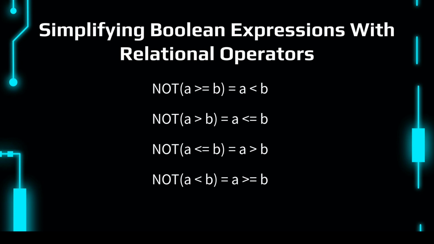Simplifying Boolean expressions is as follows. Not (A is greater than or equal to B) is equal to A is less than B. Not (A is greater than B) equals A is less than or equal to B. Not (A is less than or equal to B) is equal to A is greater than B. And not (A is less than B) is equal to A is greater than or equal to B.